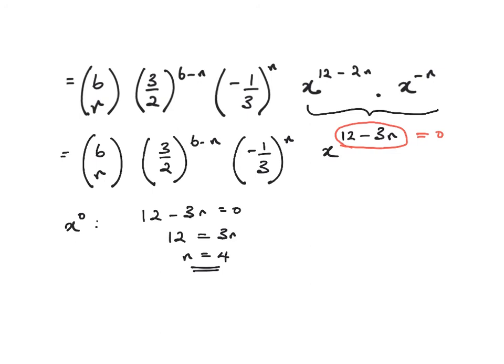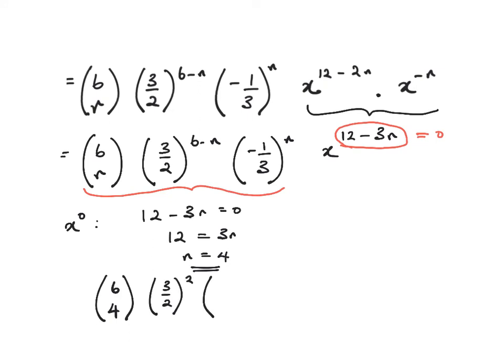So what we're going to do now is put that value r equals 4 back into this part to give us the coefficient of the term which does not have an x. So it's going to be 6 choose 4, 3 over 2 to the power of 6 take away 4 is 2, and minus 1 over 3 to the power of 4. So 6 choose 4 is 15. The second term, 3 squared is 9, 2 squared is 4.